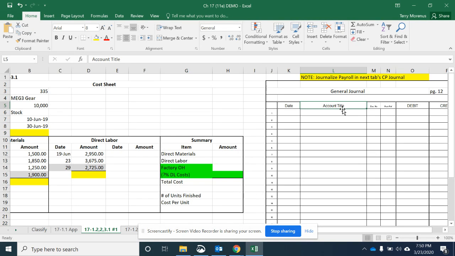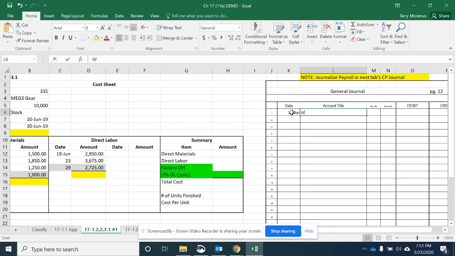On June 30, $24,000 of direct materials was requisitioned, and $20,000 of indirect materials was requisitioned for production. We call them direct and indirect, but they're not journalized that way. Our account titles are called Work in Progress and Factory Overhead. The Work in Progress are the direct materials. So let's date this journal June 30th.